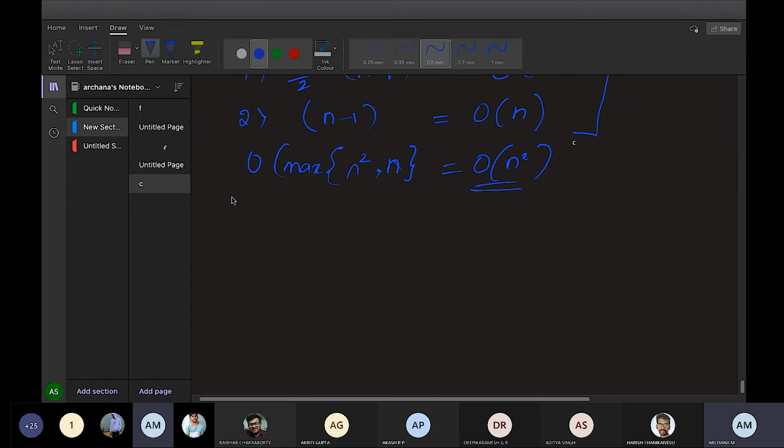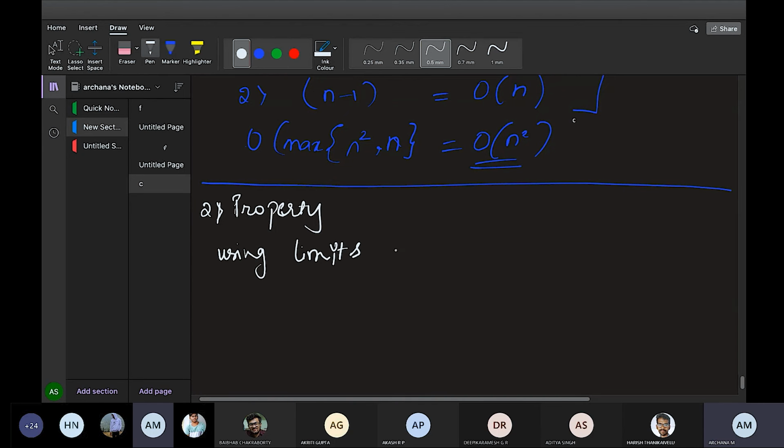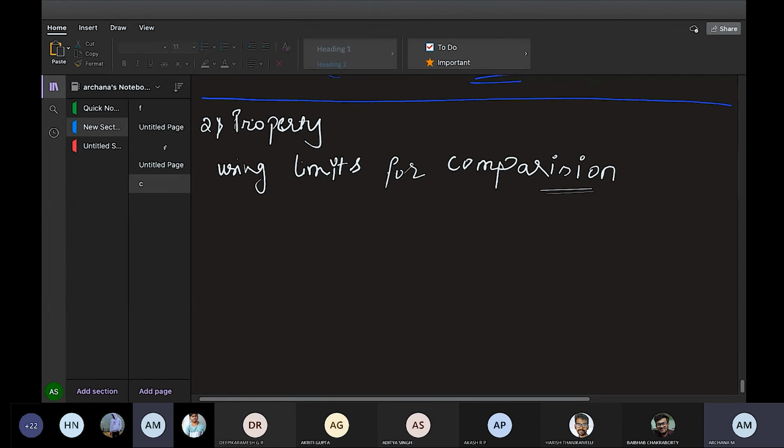Now we will go with the second one. A very, very important property, the second property, using the limits for comparison. Here the same thing, whatever property we proved last time, here also the same thing, but we will be using the limits. That's all. So the formal definitions of big O, theta, omega are used for comparison of order of growth.